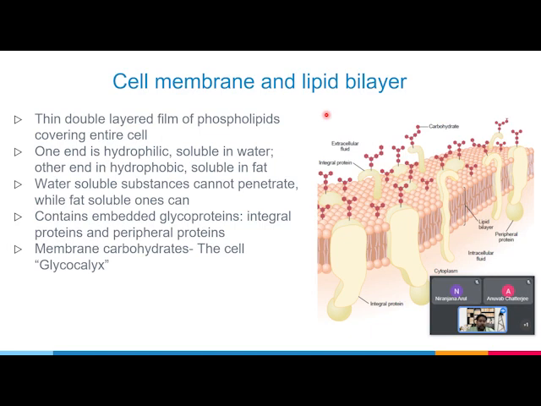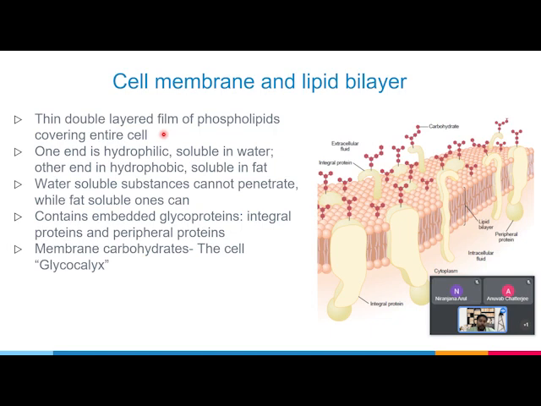So cell membrane and lipid bilayer is a very important functional component of the cell that divides the cell from the external environment. Now, looking closely, the structure of the cell membrane is the thin double-layered film of phospholipids covering the entire cell. So, what are phospholipids? Phospholipids are a huge fatty chain of huge lipid molecules which have a hydrophilic end and a hydrophobic end.